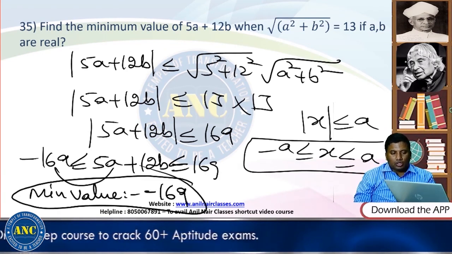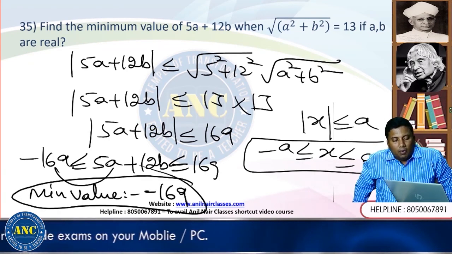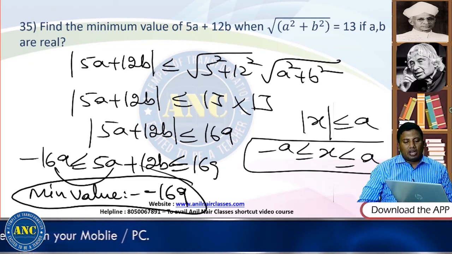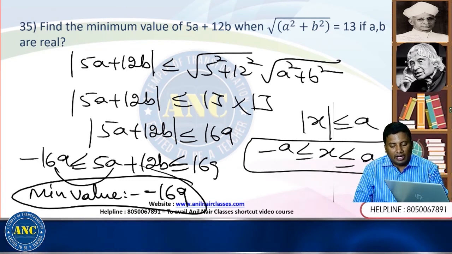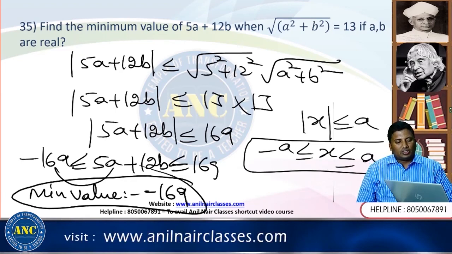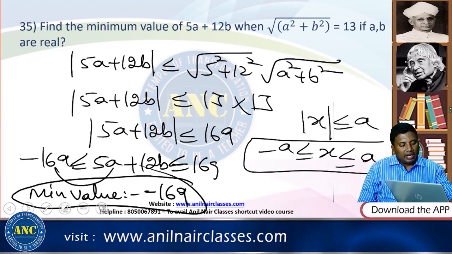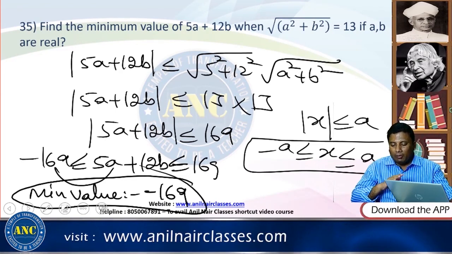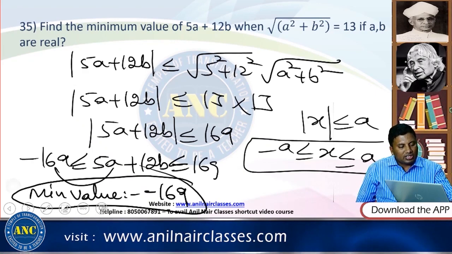I hope you understood all the models. Mod of 5a plus 12b is less than or equivalent to root of 5 square plus 12 square into root of a square plus b square. Please have a look at the entire maxima and minima, all the varieties. Just have a look at it.